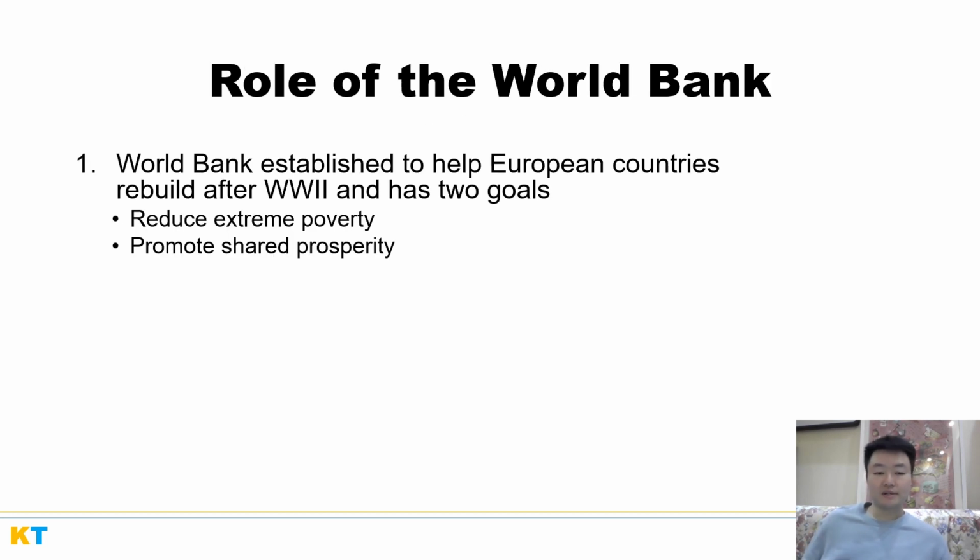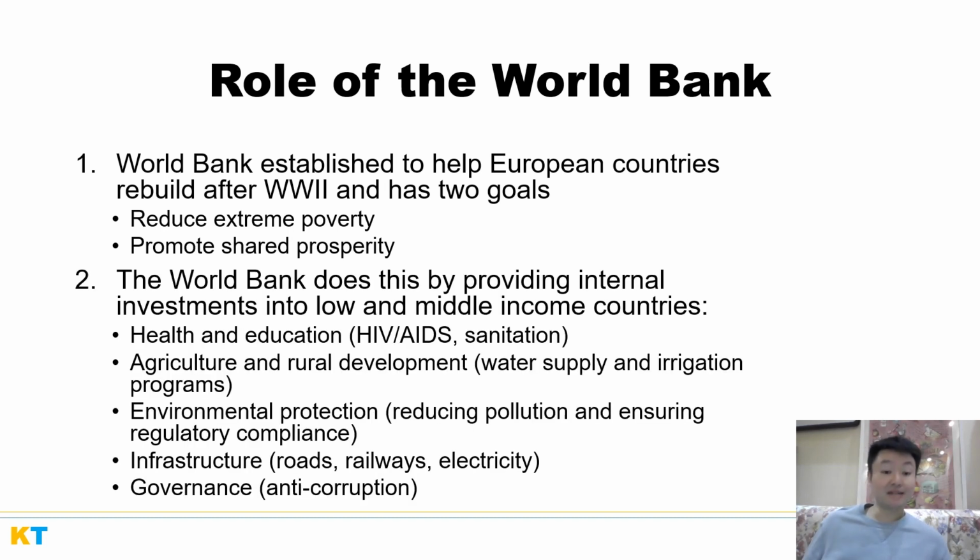So the World Bank was established to help European countries rebuild after World War II and has two main goals: to reduce extreme poverty and to promote shared prosperity. And so looking at this, it's much more of a humanitarian-centered organization, and it's also now grown to have, I think, 189 member countries as well. So the World Bank does this by providing internal investments to low and middle income countries focused on five main objectives. Number one, health and education.